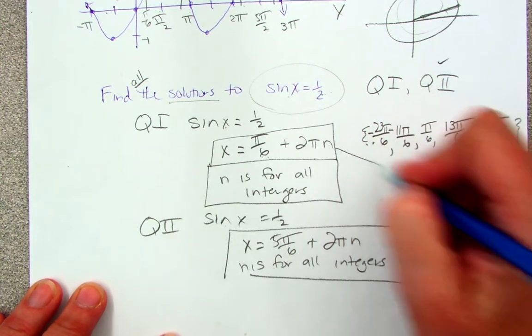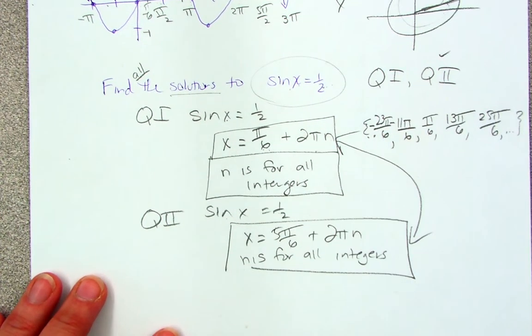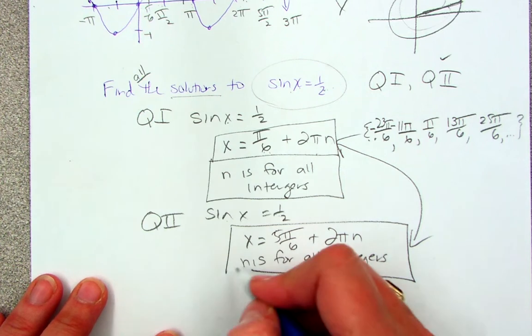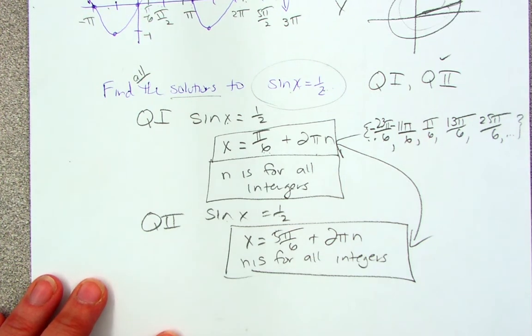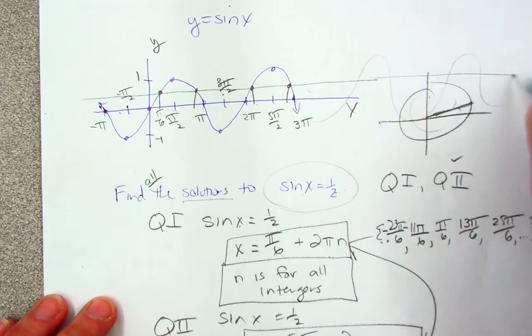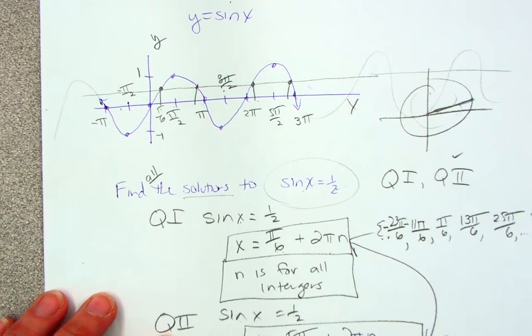So the answer is this and this. You have to put an n, is for all integers? Yes, you have to tell me what n means. Because I want you to tell me all the possible solutions. All the possible solutions are here. And how do I get all of them? Because it's going to keep happening forever. I'm going to have a multitude of answers, an infinite number of answers.